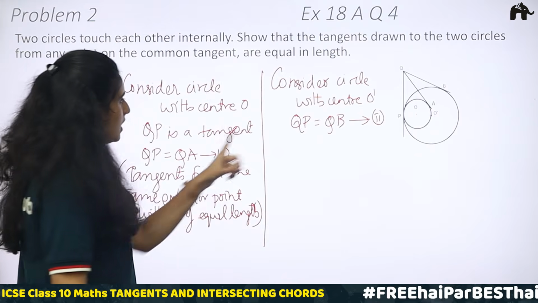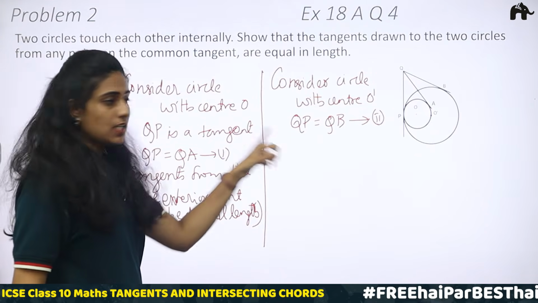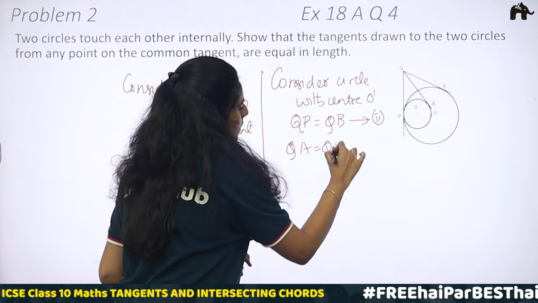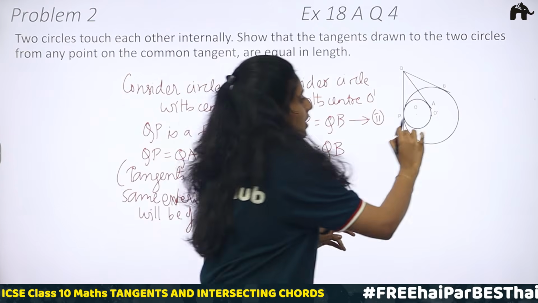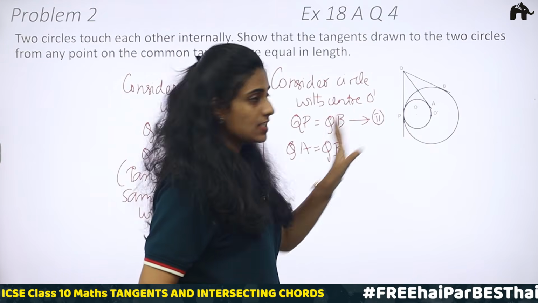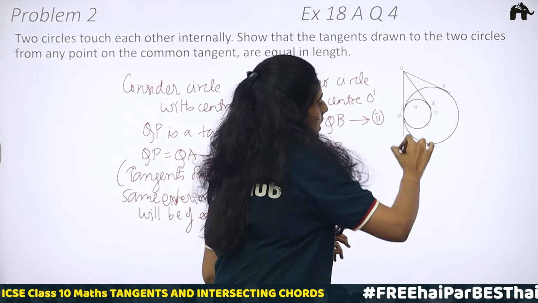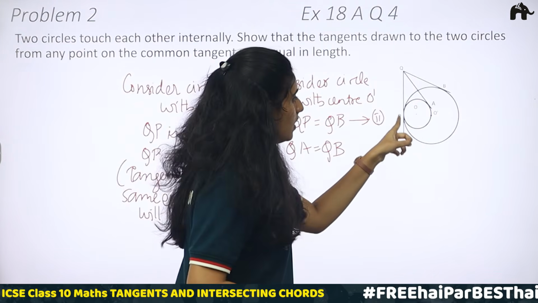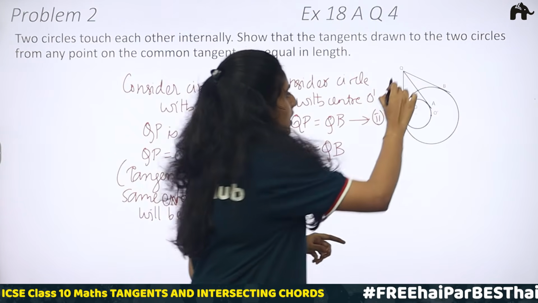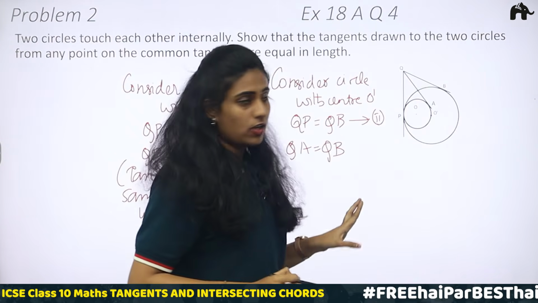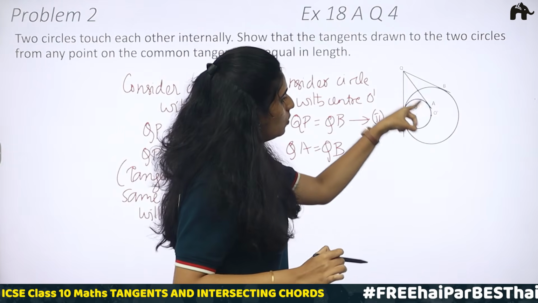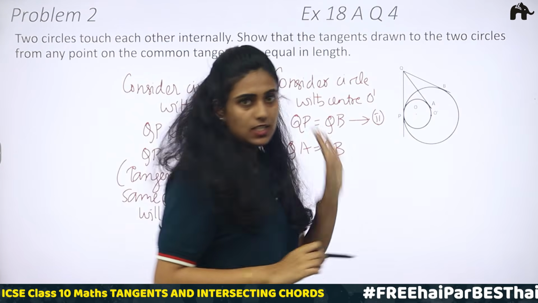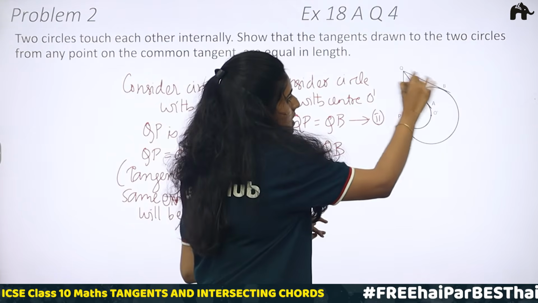Now compare 1 and 2. Left hand side we have QP. Therefore, right hand side should be equal. QA will be equal to QB. So in the construction, we have taken two circles which touch each other at a point. Now, there is a common tangent. QP is the common tangent we have taken. P is the point where the tangent meets the circle. We have taken two other tangents from a common point. From Q, we have taken QA as the tangent to the smaller circle and QB as the tangent to the bigger circle. And we have proved that QA is equal to QB.